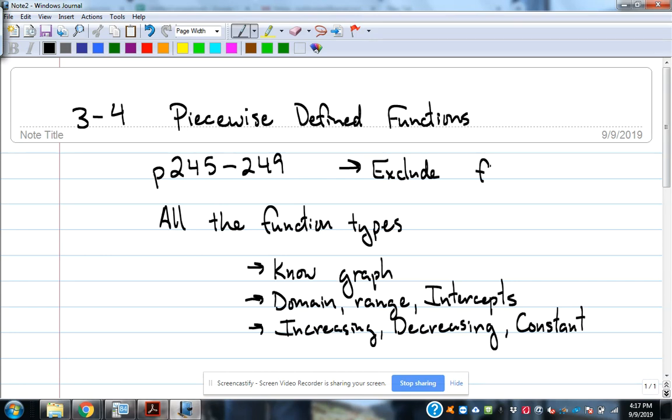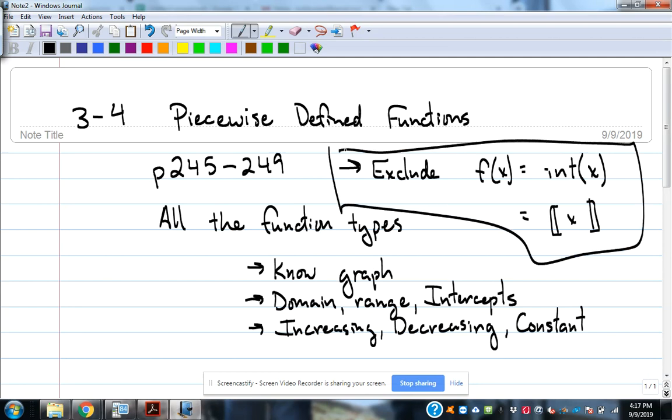In that we exclude, so don't worry about the int functions. It's either written int with an x in parentheses. Sometimes you'll see this symbol. It's like a square bracket with another line in it. That's a greatest integer function. We exclude that. You don't have to do that one. The rest of them are going to be things that come up as we do that.